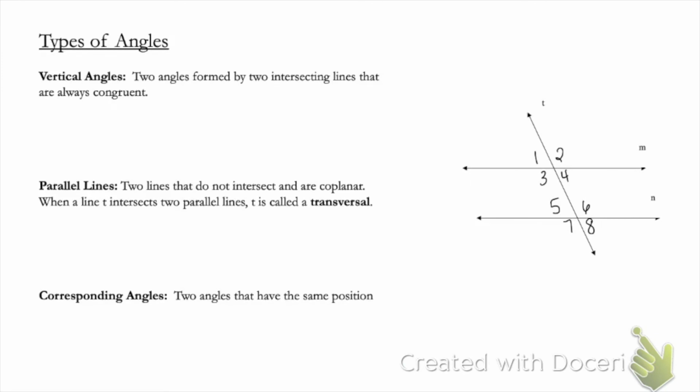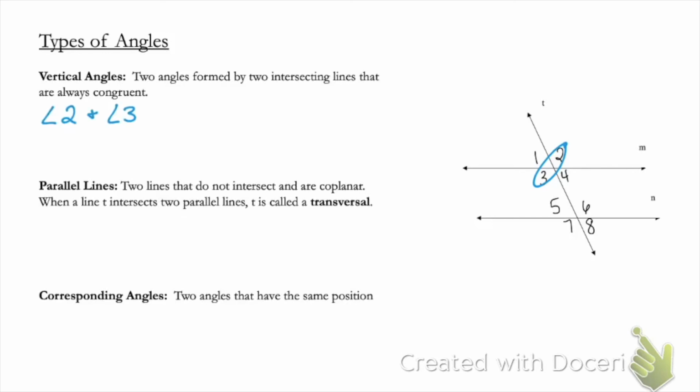Types of angles. This should all be review from geometry, so hopefully you will whiz right through this. First of all, we have vertical angles. These are two angles formed by intersecting lines that are always congruent. In our example, 2 and 3 are vertical angles. They're across from each other. You can think of them as making a V, and they're congruent, which means their angle measures are equal.